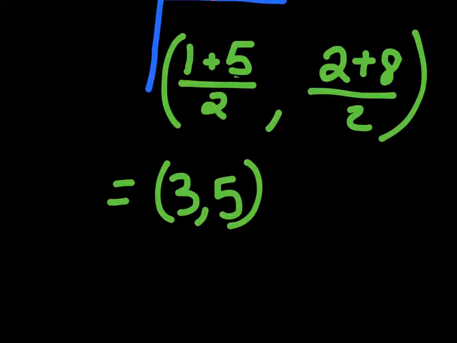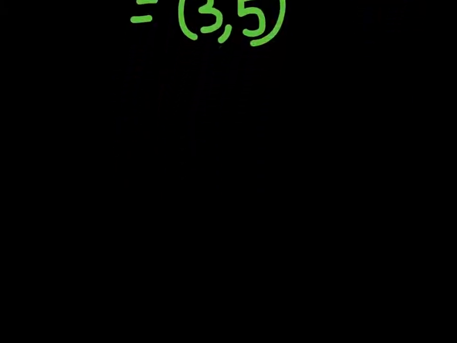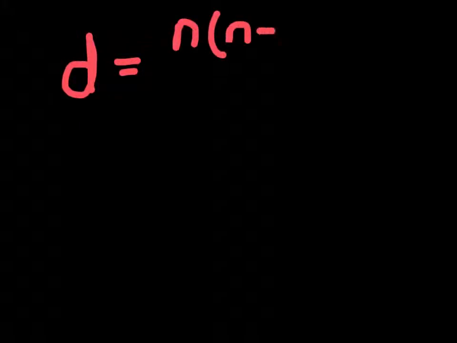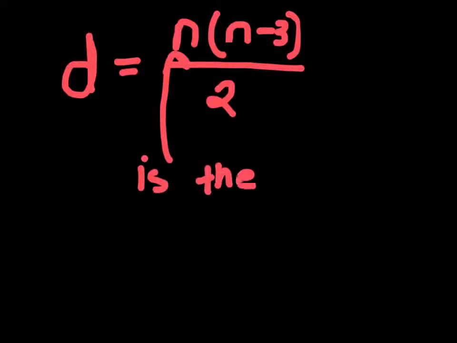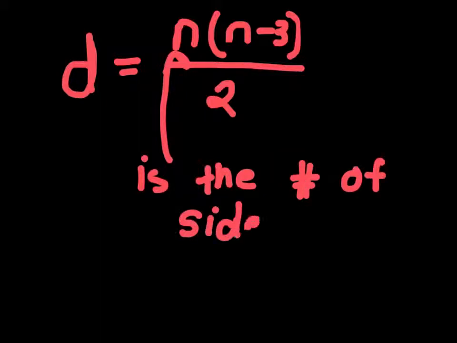Now let's go on to another equation that could come in handy. And this equation is called the number of diagonals in a given shape or any polygon. So this formula is diagonals is equal to n times n minus 3 over 2, where n is the number of sides of the shape.